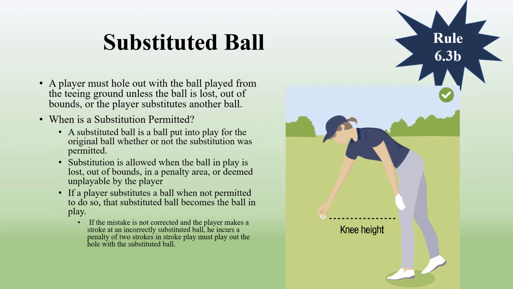Also, if a player substitutes a ball when the rules of golf do not permit the ball to be replaced, the substituted ball becomes the ball in play. If this mistake is not corrected and the player makes a stroke at an incorrectly substituted ball, the player will incur a penalty of 2 strokes in stroke play and must play out the hole with the incorrectly substituted ball. An example of an incorrectly substituted ball would be when a player marks his ball on the putting green and puts that ball in his pocket and then replaces it with a different ball and continues to play.